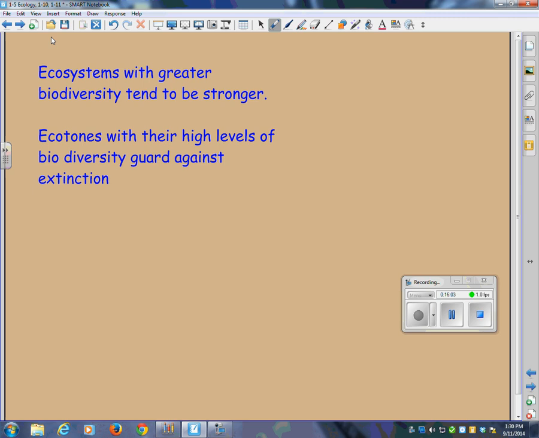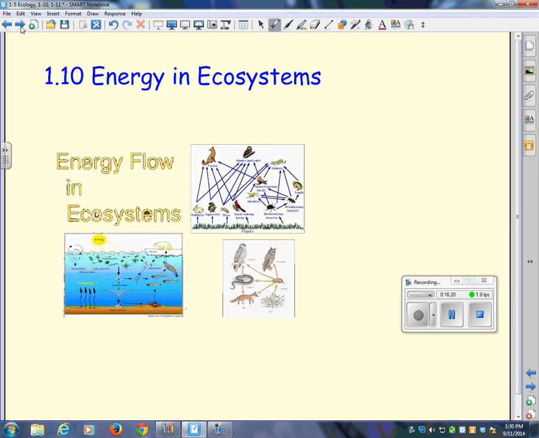We'll manage it. Okay, so the idea is with these ecotones, because they have a lot of biodiversity, they tend to be very stable. They do not lose species. Okay? They do not lose species. Awesome. We need to talk about energy in ecosystems.